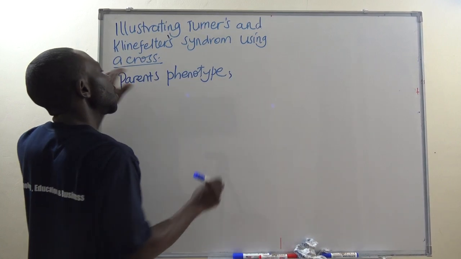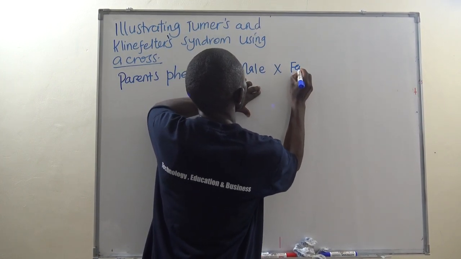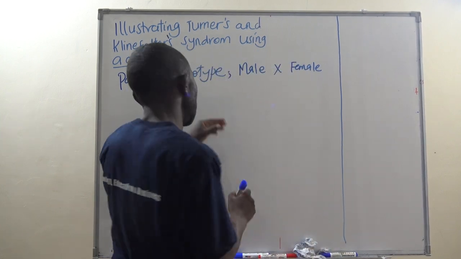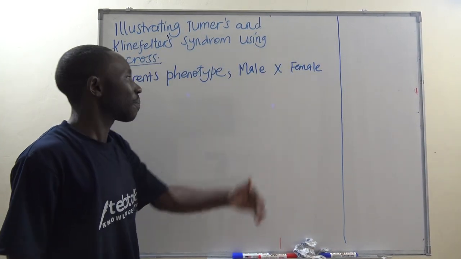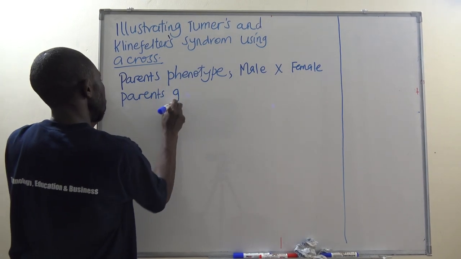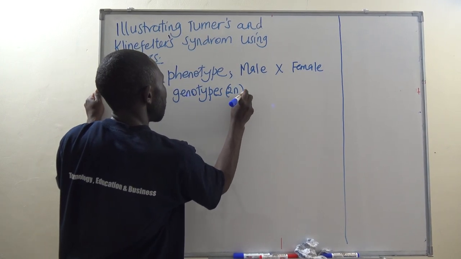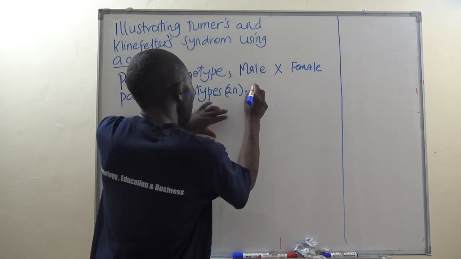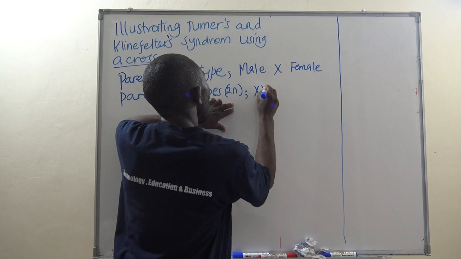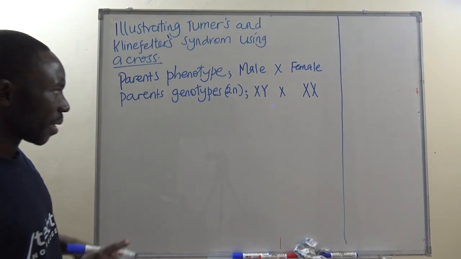parents phenotype. Here we shall have a male, and then we are crossing the male with a female. In other words, we shall have a mating or fertilization between a male and a female. So now, parents genotypes. Of course, the parents are diploid in nature. The sex genotype of the male is XY. We are crossing with XX, the sex genotype of the female.